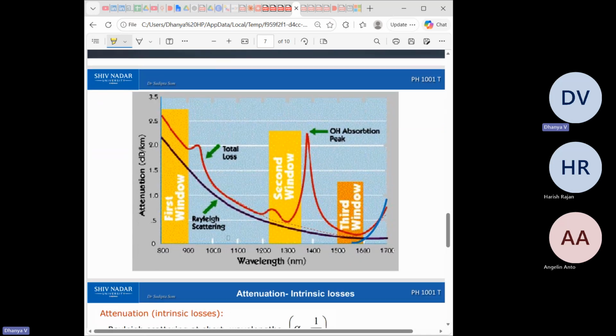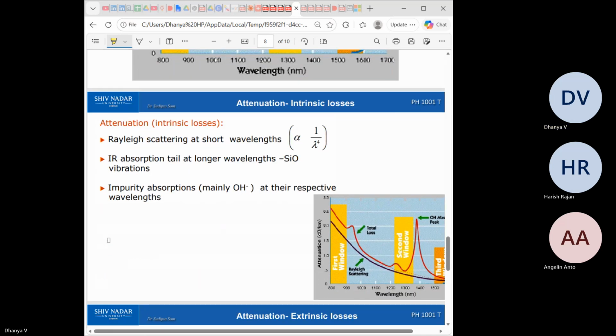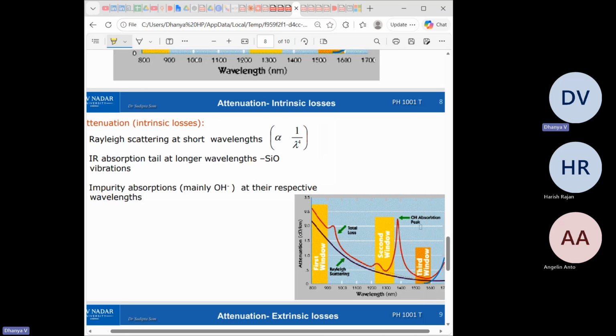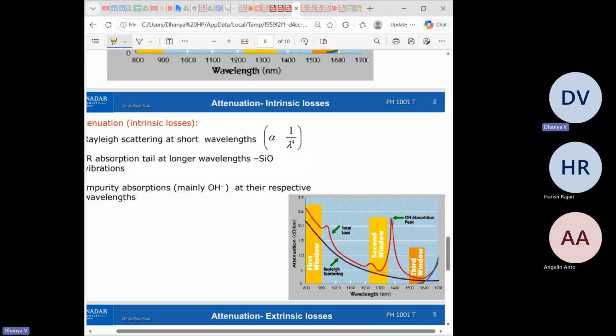So this is the diagram that you need to remember. If you see here, Rayleigh scattering is at shorter wavelengths, this blue line. And then IR absorption tail at longer wavelengths, from SiO, silicon oxide vibrations. And then there are impurity absorptions at the respective wavelengths. All of your OH ions are absorbed at these wavelengths. This is your OH, here it's absorbed the highest.